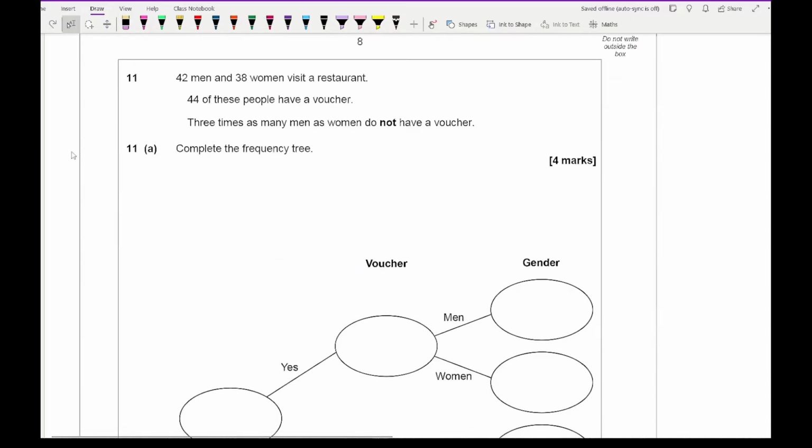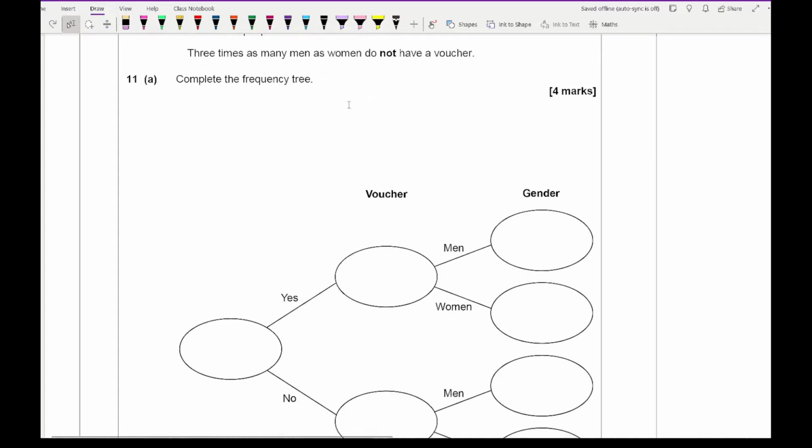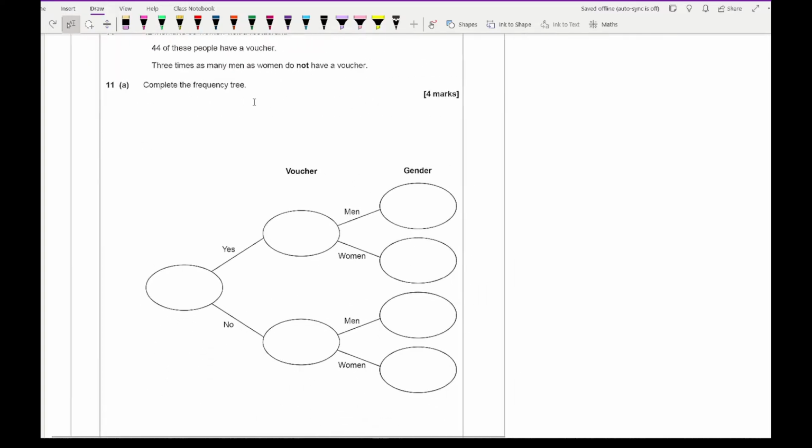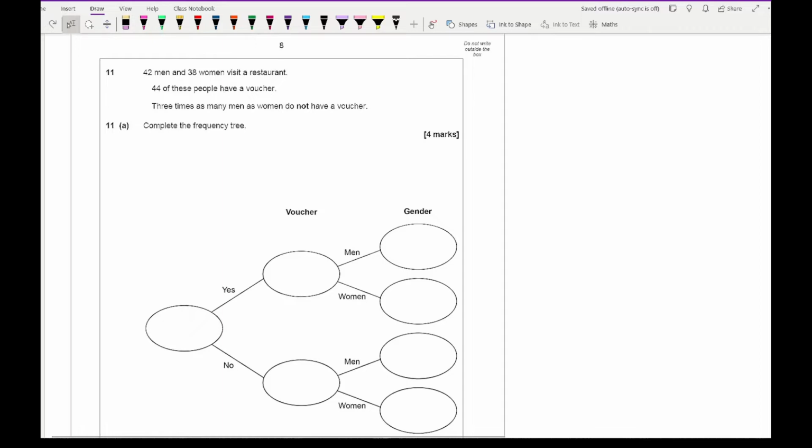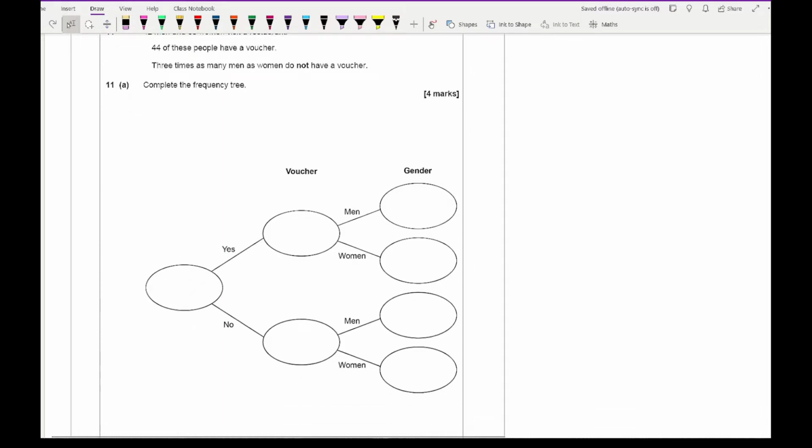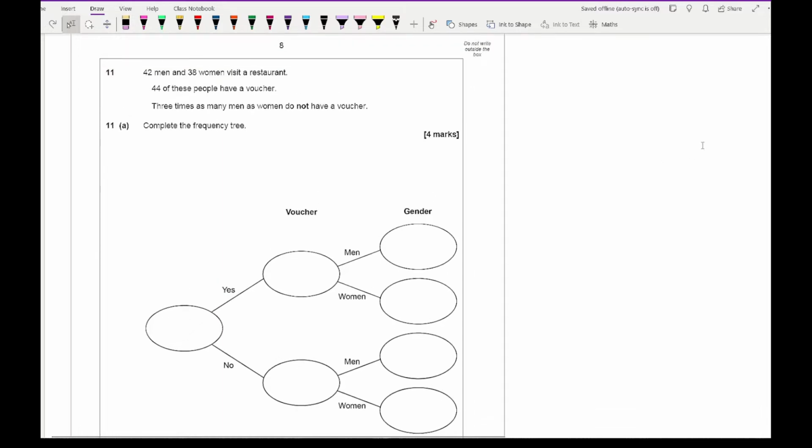Moving on to question 11, it says 42 men and 38 women visit a restaurant. 44 of these people have a voucher. 3 times as many men as women do not have a voucher. Complete the frequency tree. Now for this, what we need to do is just zoom out so we can see what information we've got and fill all of this in. And let me just try and get everything on the screen, which I think I've just about got.